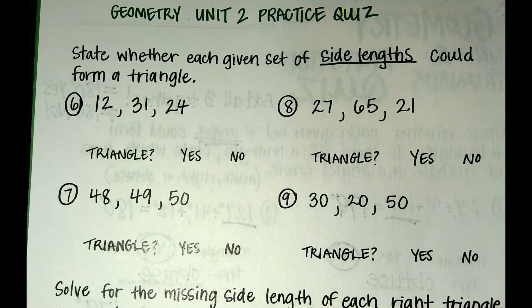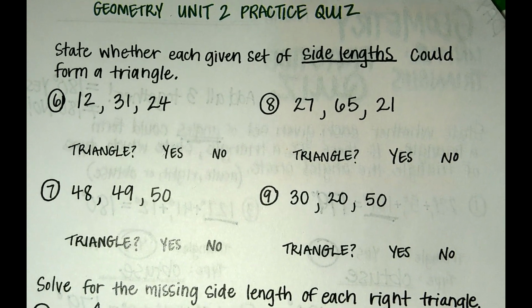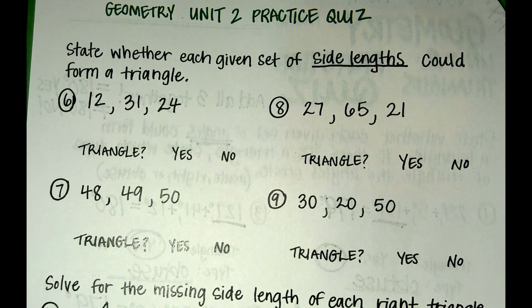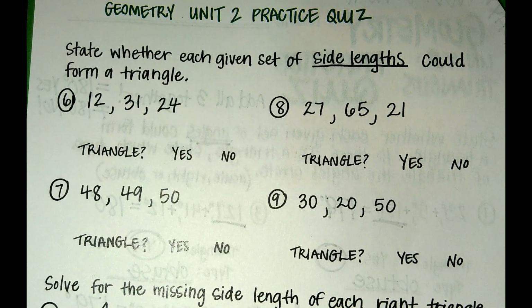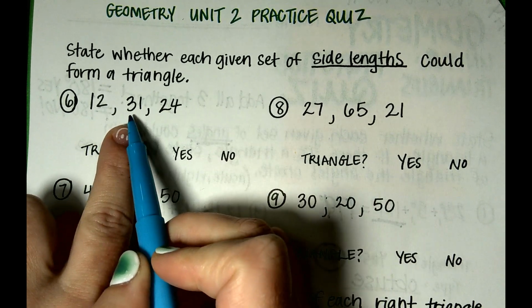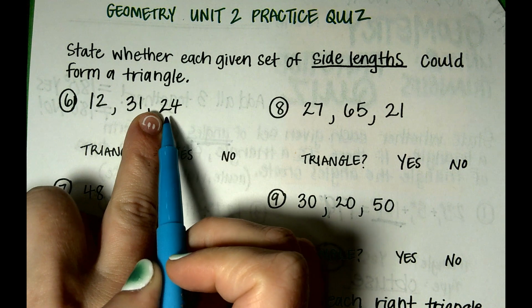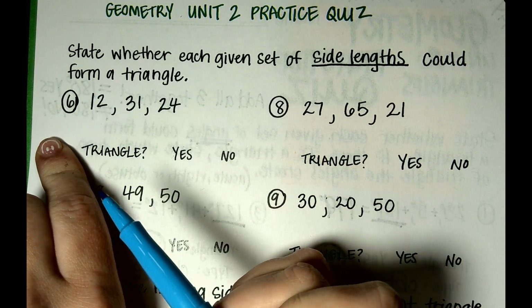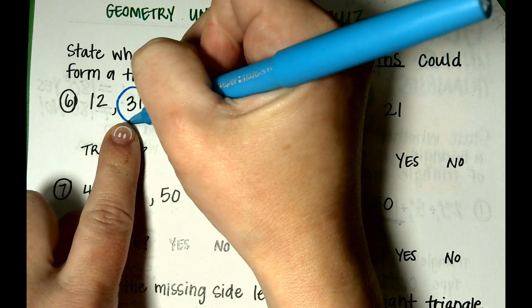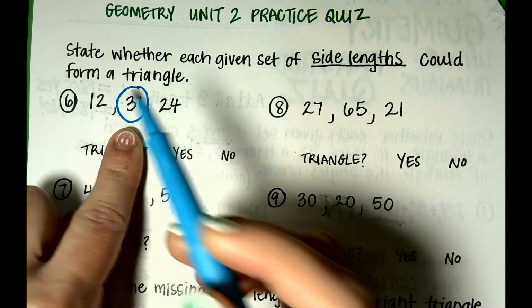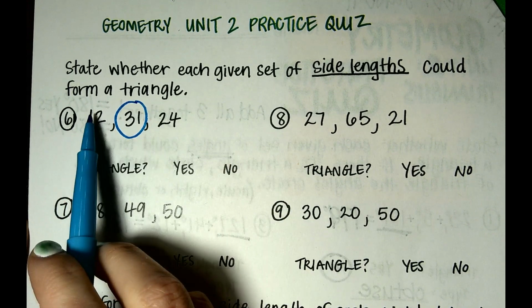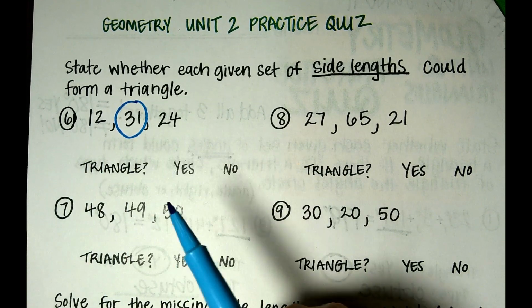Okay. So, just like Shayna said, we are going to look at the 3 numbers, and the first thing I would recommend doing is circle the biggest number. So for number 6, I have 12, 31, and 24. Which number is the biggest? 31. So circle the biggest number. And what will I do with my other 2 numbers? We're going to add them together.